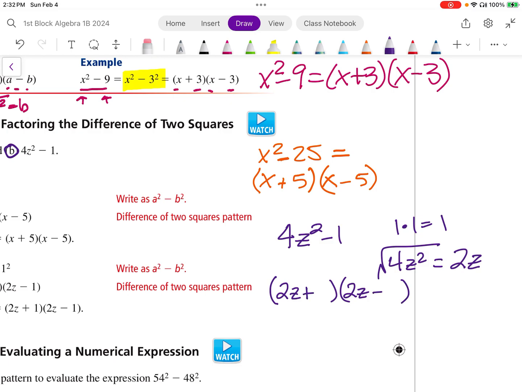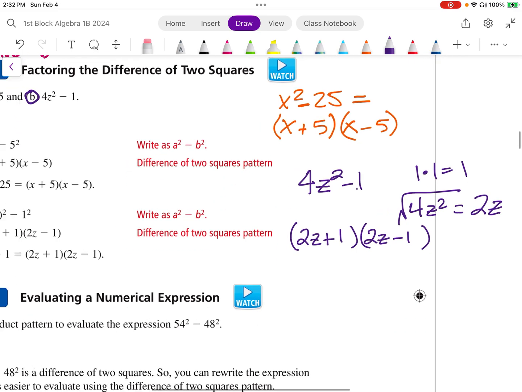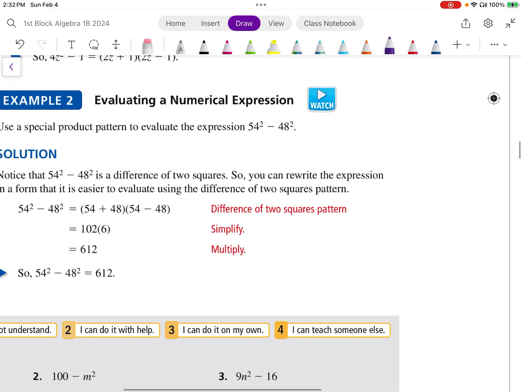One's plus, one's minus, and the square root of 1 is 1. So 4z squared minus 1, when we factor that, it's 2z plus 1 times 2z minus 1. Now, this also works well for numbers.